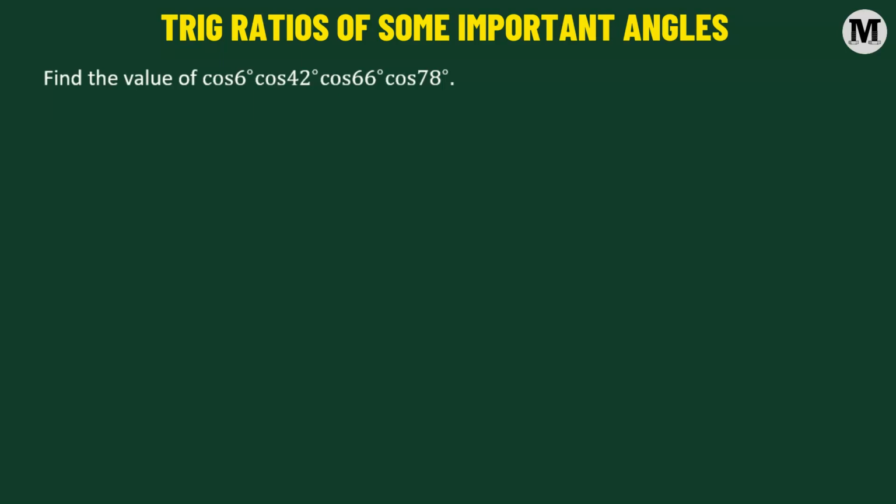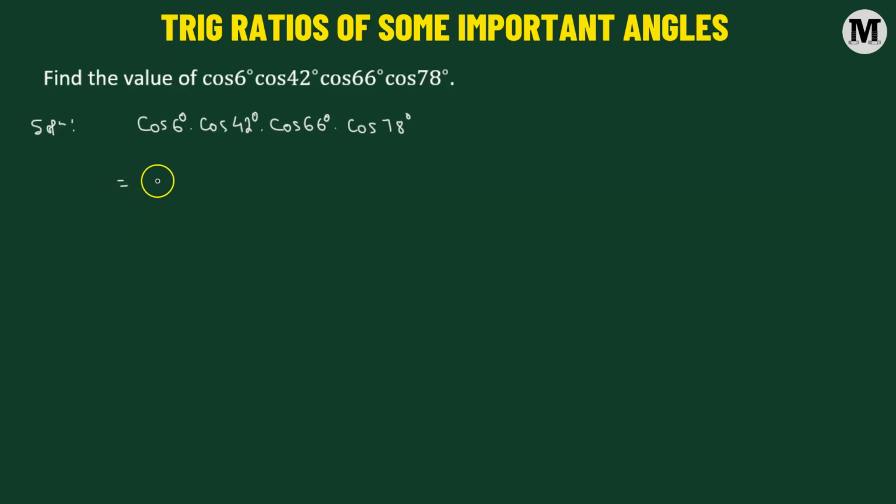We need to find out the value of the given trigonometric expression. Let us begin. So here we have cosine of 6 degrees multiplied to cosine of 42 degrees times cosine of 66 degrees times cosine of 78 degrees.